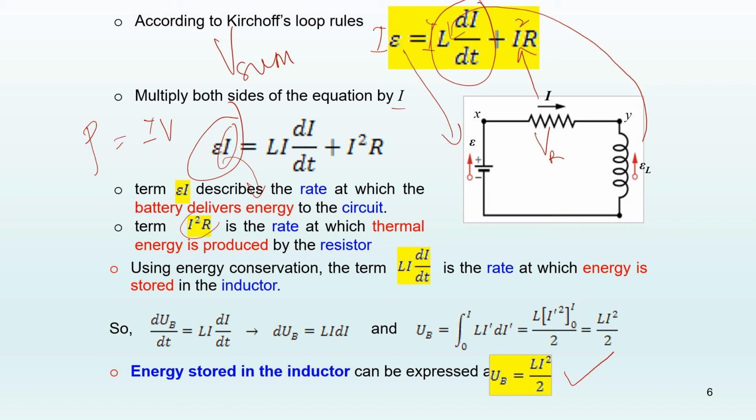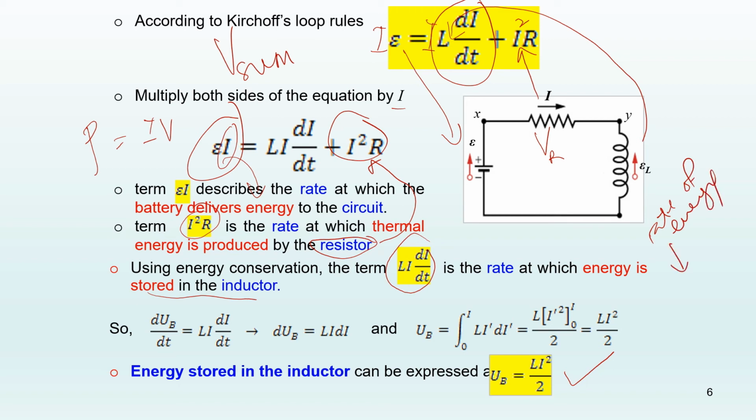Okay, the term I square darab dengan R ni adalah energy dissipated by resistor, ataupun dipanggil thermal energy ataupun heat energy lah. Heat energy dissipated by the resistor. Okay, so at the end kita akan dapat rate of energy stored in the inductor. Yang ini rate of energy.